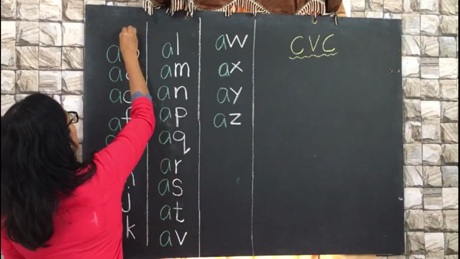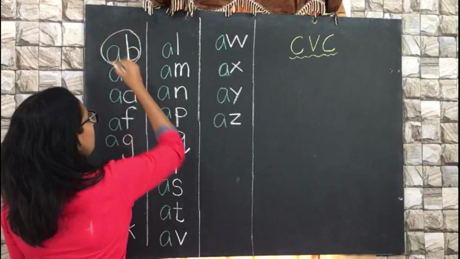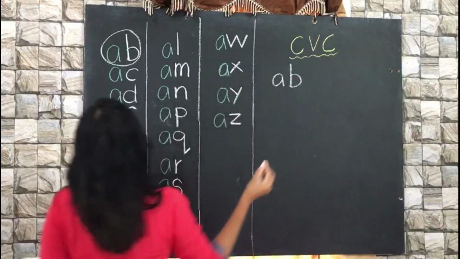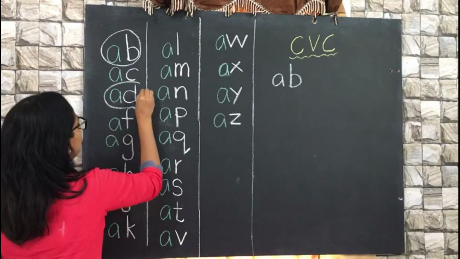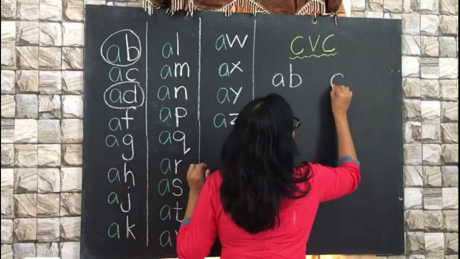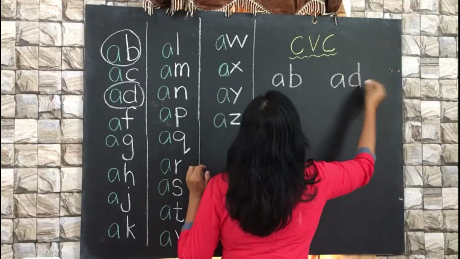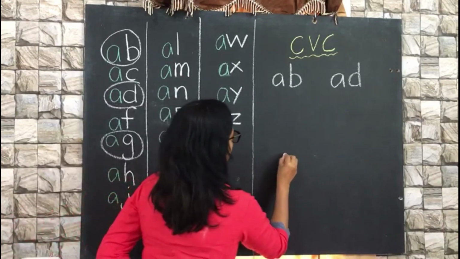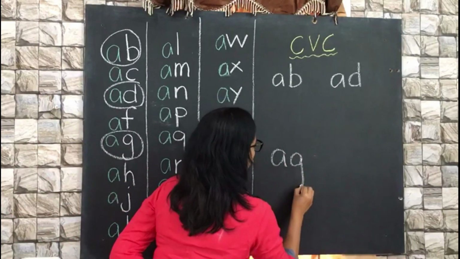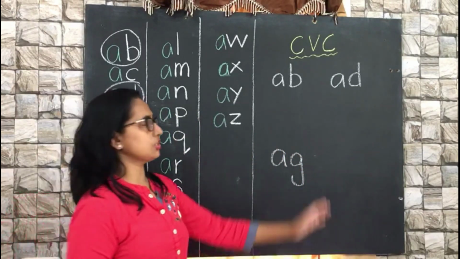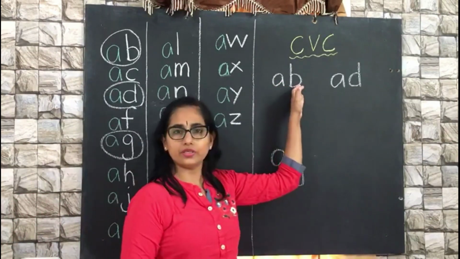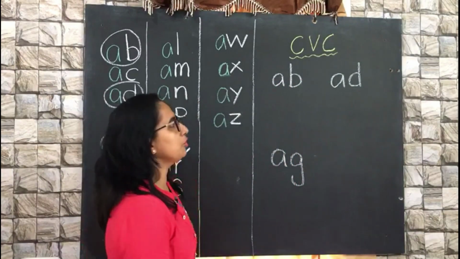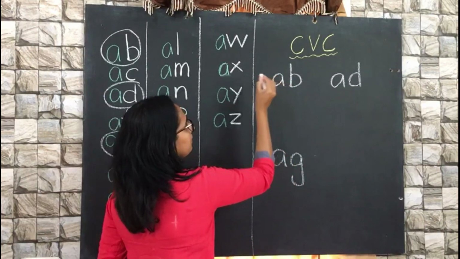I'm going to use first ab, then ad, and ag. So ask your child to join them together. Ab, ab, ab.